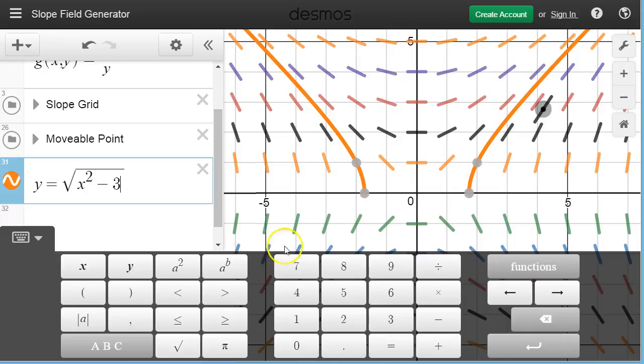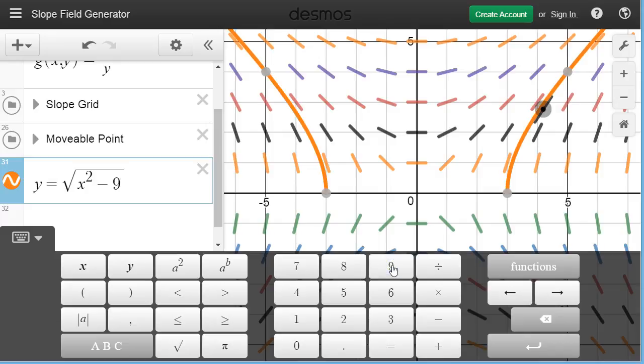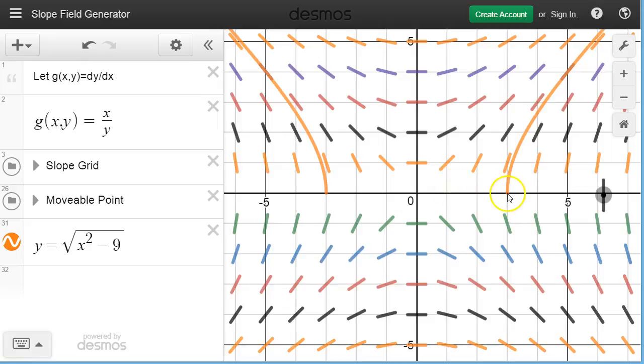Let's go back here. So I'm going to get rid of this one. I'm going to subtract 9. And now let's double check. Yes, it starts at 3, 0. And it follows the curve.